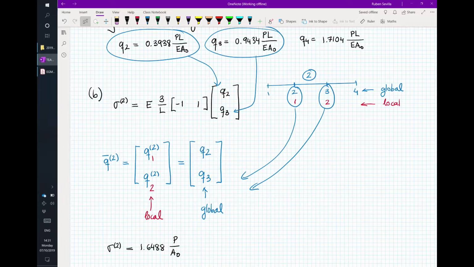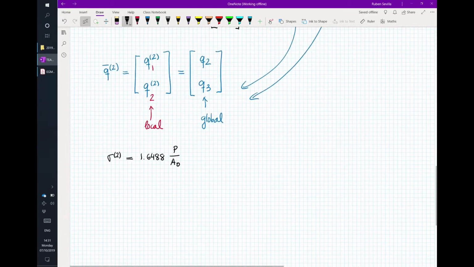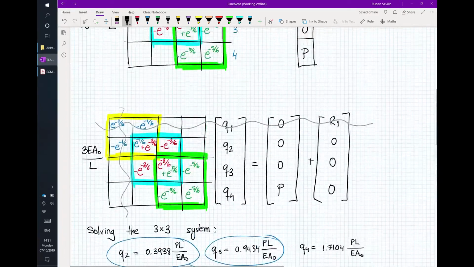What if I ask for the reaction? The reaction force that you were mentioning. What do I do now? Imagine that we could compute the reaction at node number 1. How do I get it? Using the equation K Q equals forces.